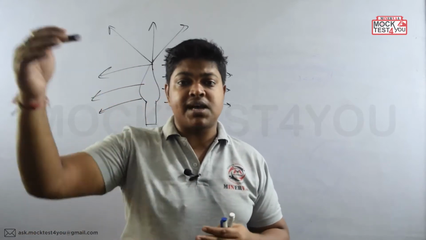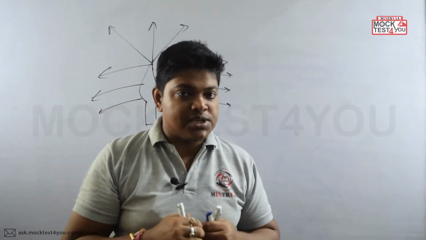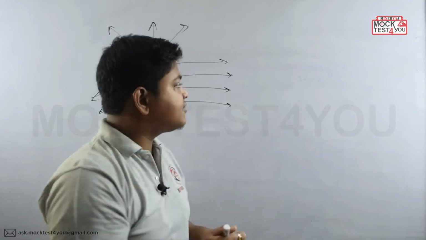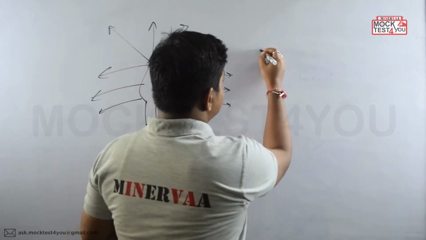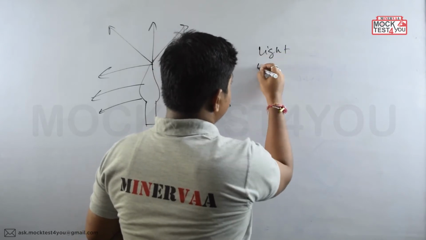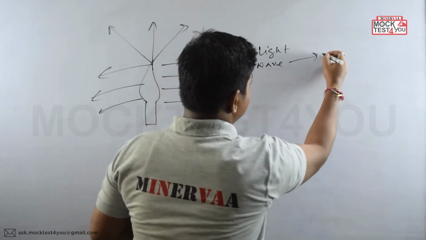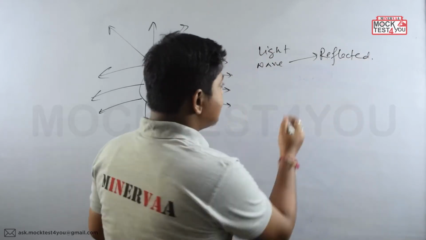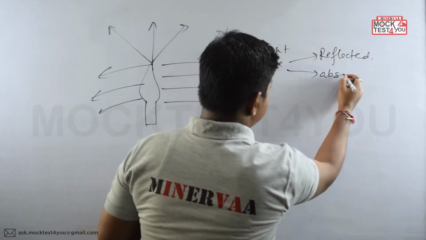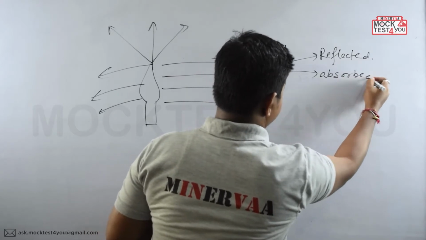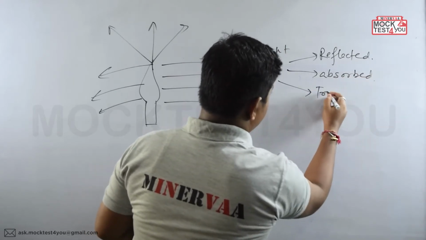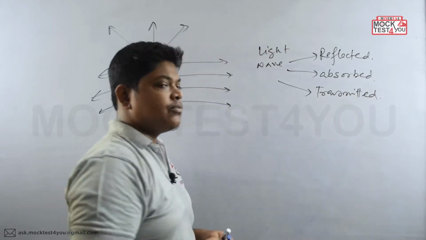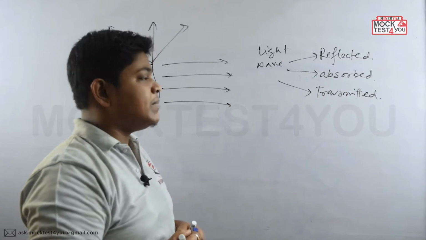Suppose the light waves are coming to one of the objects, and three things can happen. After falling on the object, the light wave can be reflected, it can be absorbed, or it can be transmitted. Right? These three things can happen.